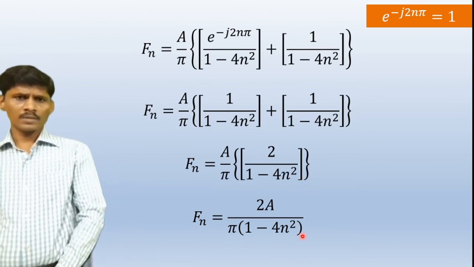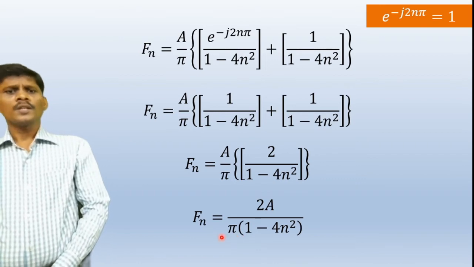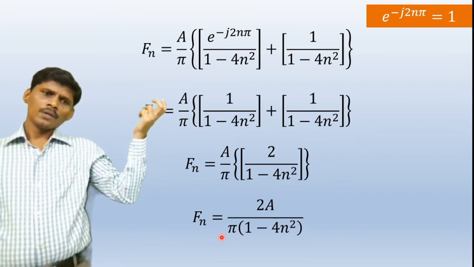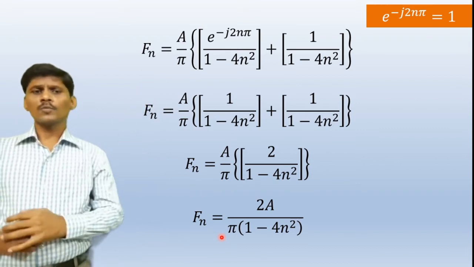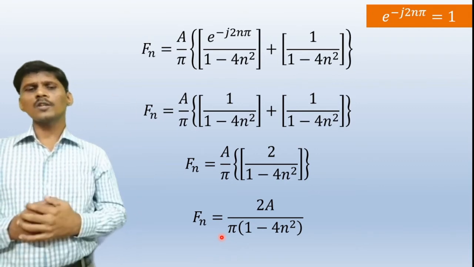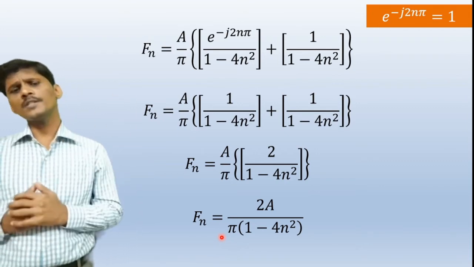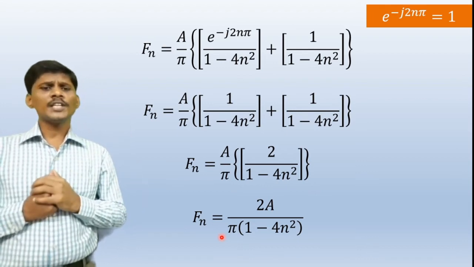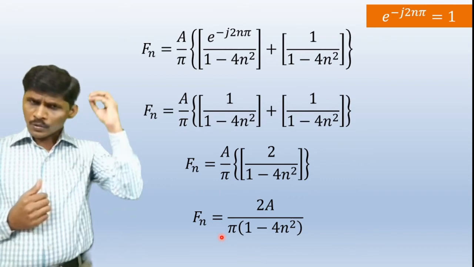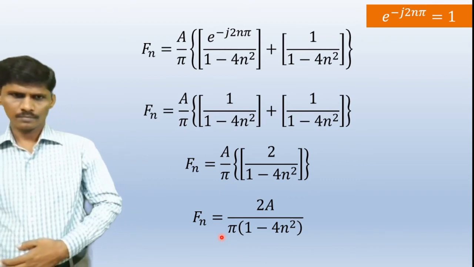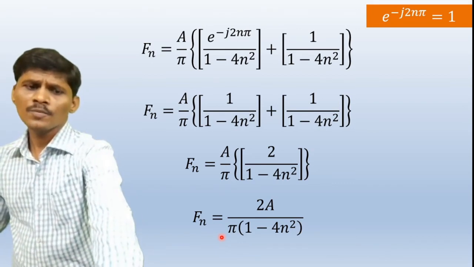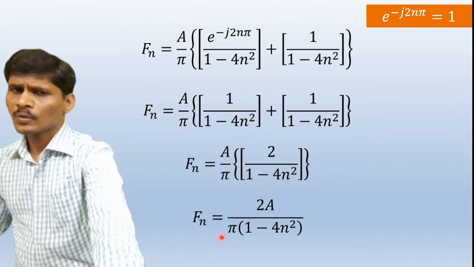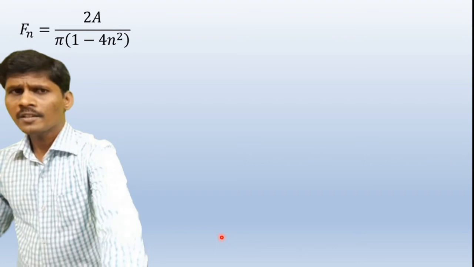Fn is 2A by pi into 1 minus 4n square. Substitute this Fn value into the expression of the complex exponential Fourier series. What is the expression of the complex exponential Fourier series? f of t is equal to sigma n is equal to minus infinity to infinity Fn into e power jn omega naught. Substitute the Fn value into that equation. That is the complex exponential Fourier series of the given waveform. After that, draw the spectrum.